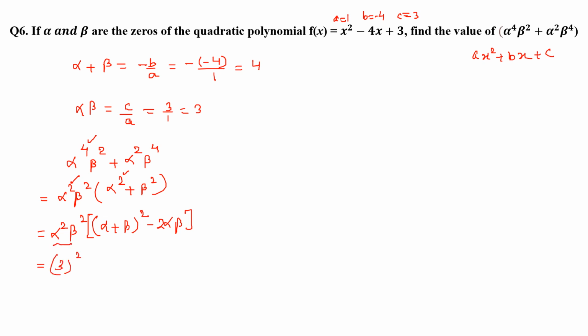So 3 square, because the product of alpha and beta is 3 and alpha plus beta is given as 4. So alpha plus beta whole square means 4 square minus 2 into 3. So 3 square is 9, 4 square is 16, 16 minus 6. This will give me the value as 9 into 10, which will be 90. So the value of alpha to the power 4 beta square plus alpha square beta 4 is 90.